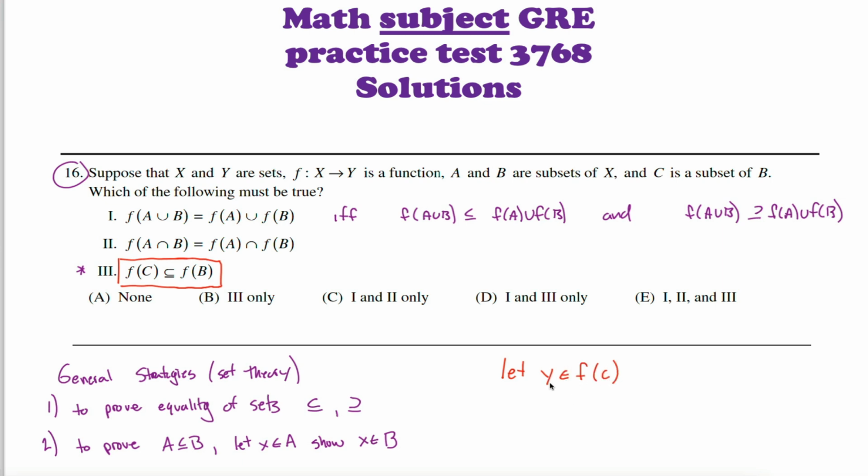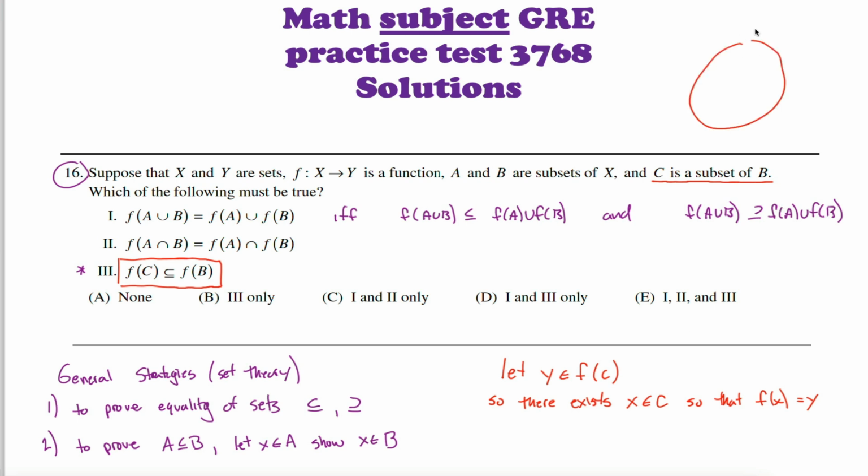The reason I'm using the letter y is because the subset C lies in X, so f of C lies in Y. So little y might be an element in capital Y. Anyways, y is some element in f of C. What does that mean? Well, what that means is there must be some element in capital C so that f of that element equals y. What I'm saying is there exists an x in C, these are capital C's here, so that f of x equals y. But wait a minute, they tell me right here that C is a subset of B. So anything that's in C is also in B.